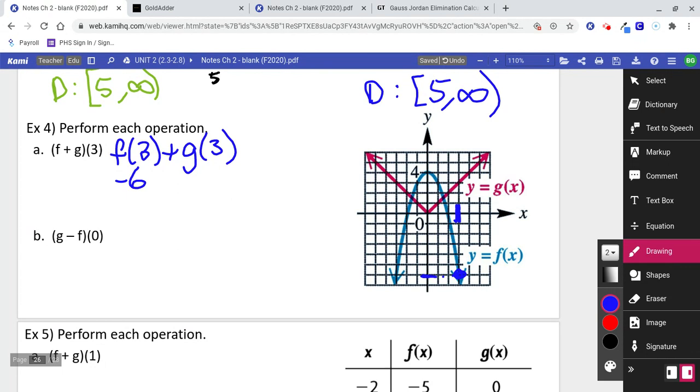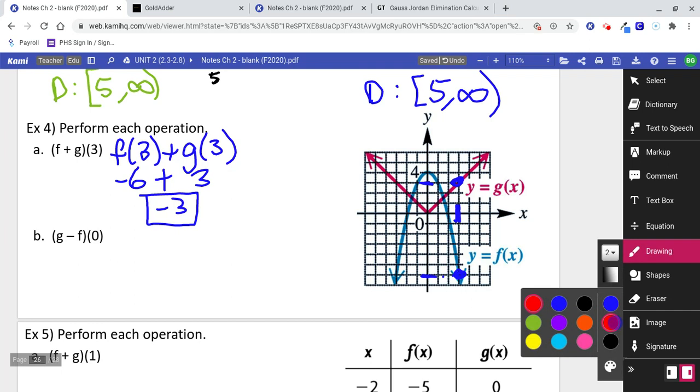G of 3, you go on the graph right here to this point, and that coincides with this y value over here. That's 1, 2, 3. That's 3. G of 3 equals 3. And so all they're saying to do is add those two numbers. Negative 6 plus 3 is negative 3. That's what you get. Okay, kind of weird, kind of tricky for some people.